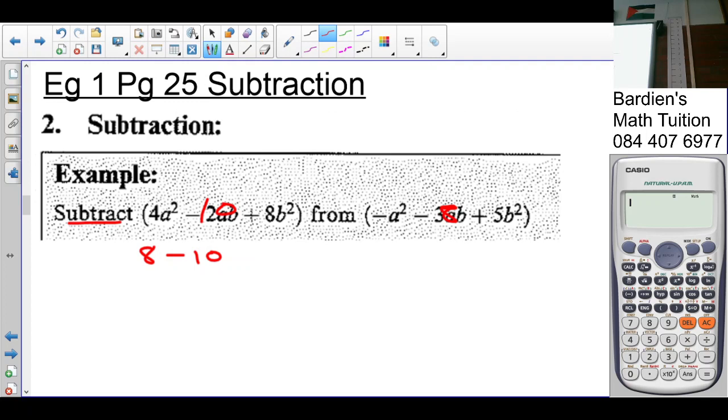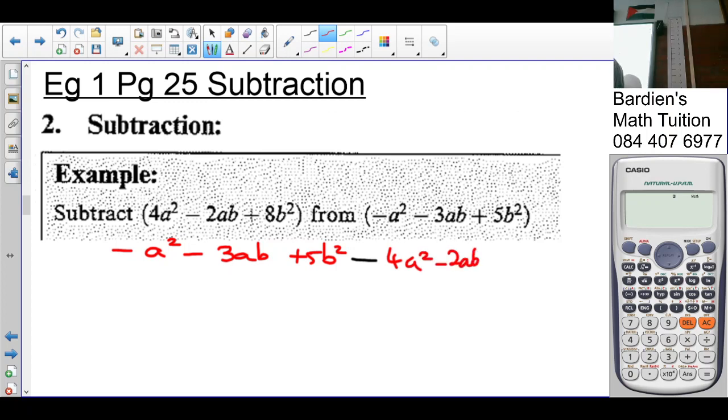Okay. So basically whatever follows from, you write first. That's all. Whatever follows from, you write first. So in other words, this would be negative 8a squared minus 3ab plus 5b squared, minus 4a squared minus 2ab plus 8b squared. Now make a note here. Yes, Michael, what's your question?